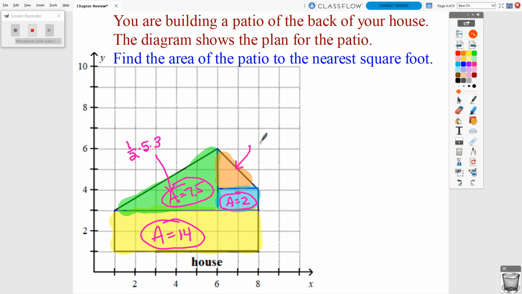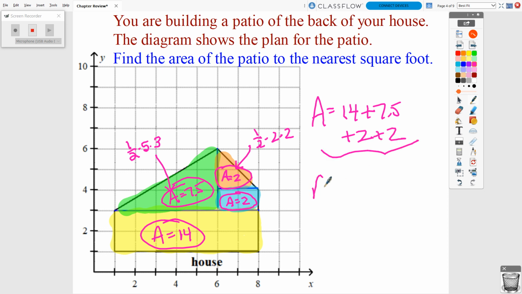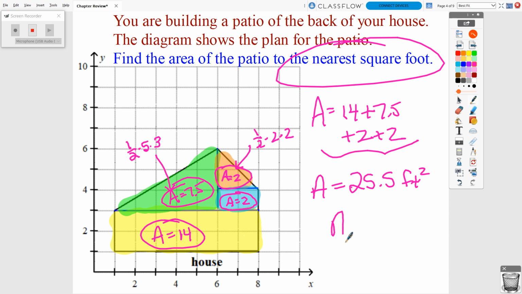And then this little guy is going to be 1/2 base times height, which is just going to give me 2. So now the overall area is I've got a 14, a 7.5, a 2, and a 2. So all of those add up to give me what? Let's see, that's 21.5 plus 4, 25.5 square feet. Now, it does say to the nearest square foot, so since this is a 0.5, technically we would round this up to 26 square feet.